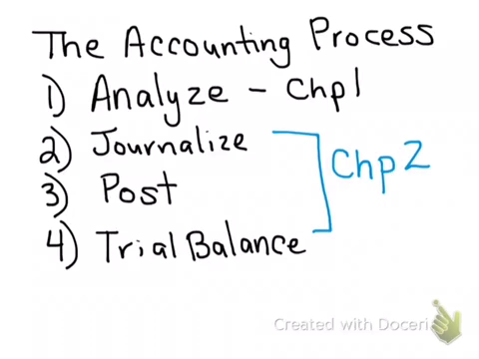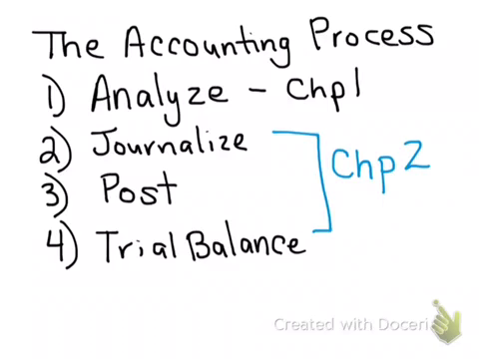So we analyze a transaction, then we record that transaction in the journal, and then we would post that transaction into our general ledger. Posting is where we take the information from the general journal and we copy it into the general ledger. The general ledger is going to consist of a list of all of the accounts, and it's going to keep up with the balances for every account that we have in our books.